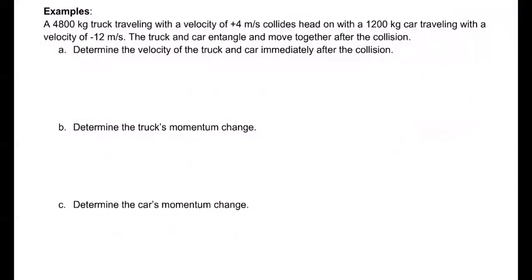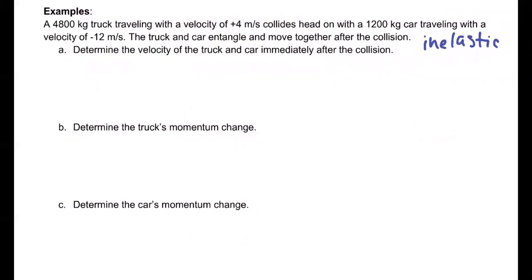This first one: a 4,800 kilogram truck traveling with a velocity of positive 4 meters per second collides head-on with a 1,200 kilogram car traveling with a velocity of negative 12 meters per second. The truck and the car entangle and move together after the collision. So the first thing you should ask yourself is, what type of collision is this? So this is an inelastic collision.